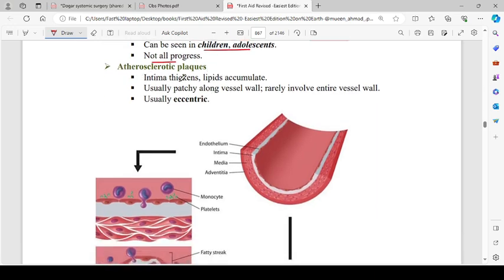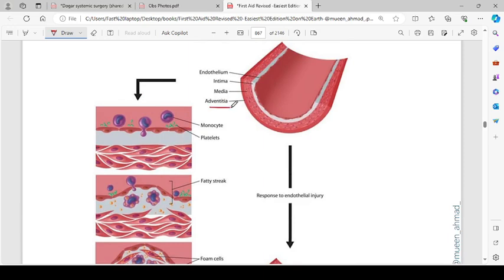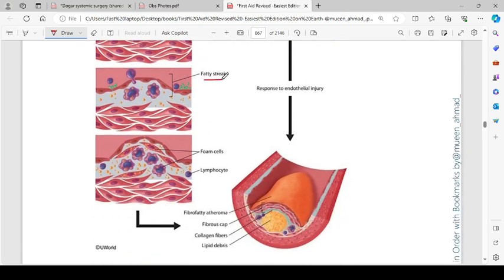In atherosclerotic plaques, the intima will thicken and lipid will accumulate, usually patchy along the vessel wall, rarely into the entire vessel wall, and usually it is eccentric. So this is the endothelium, intima, media, and adventitia. Monocytes and platelets are squeezed into the intima through the endothelium. Then fatty streaks form when the macrophages start engulfing the LDLs, the oxidized LDLs basically.